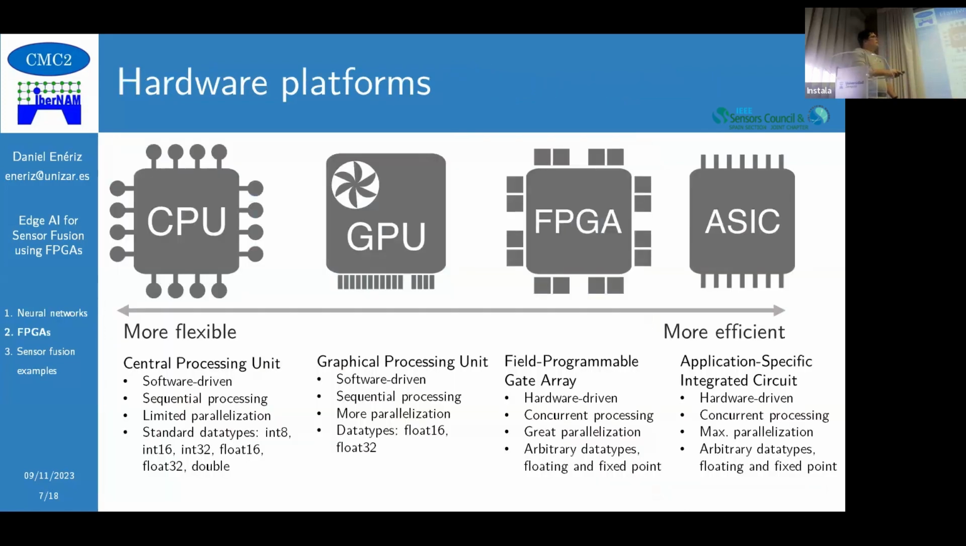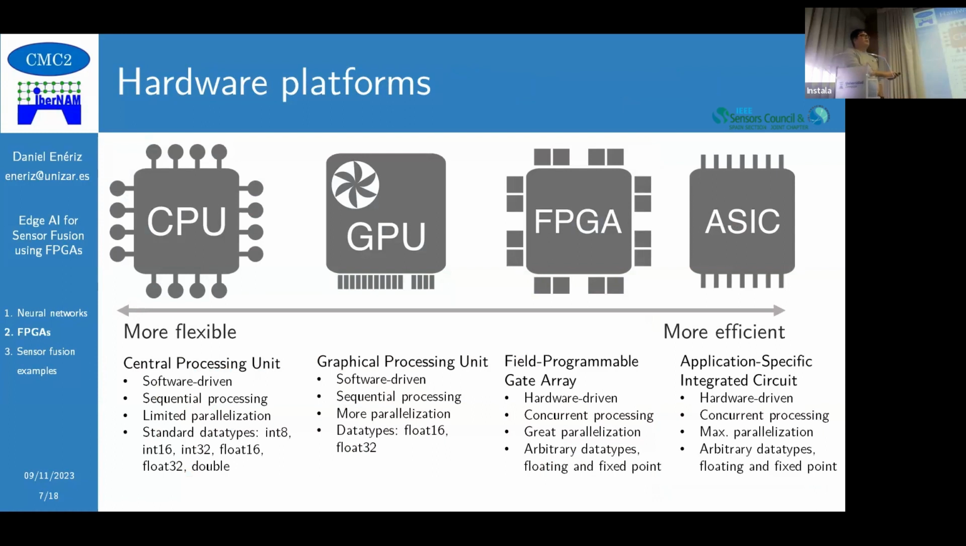These are the main logic platforms, ranging from the most general purpose and flexible ones, like the central processing units or CPUs, to the most efficient but specialized ones, like the application-specific integrated circuits or ASICs. And in the middle, we can find the GPUs, which are the graphical processing units, and also the Field-Programmable Gate Arrays, FPGAs.